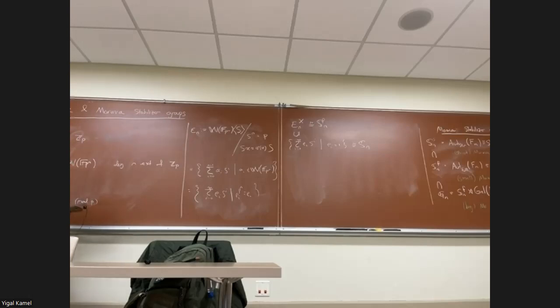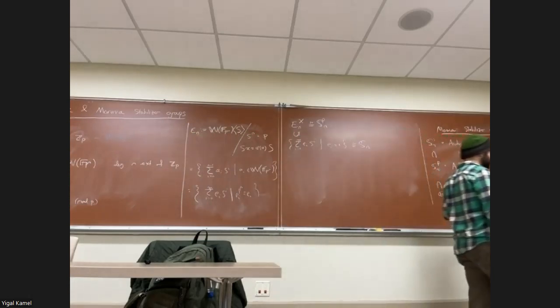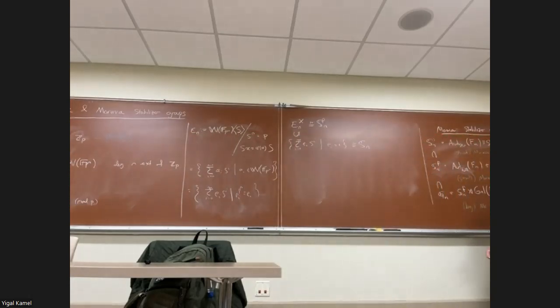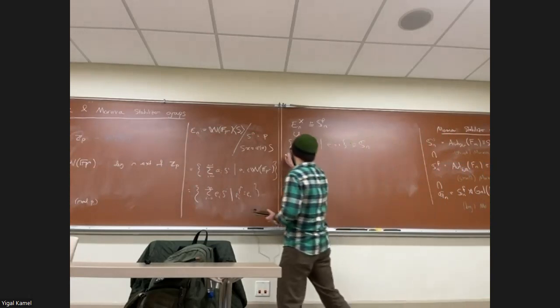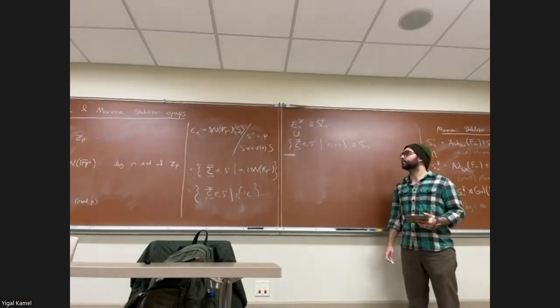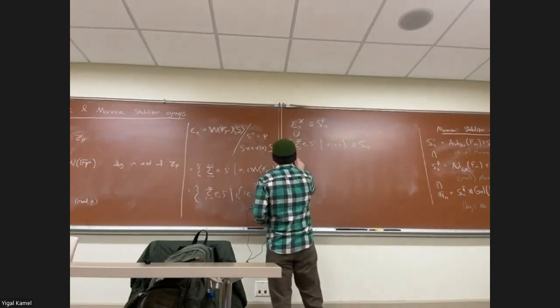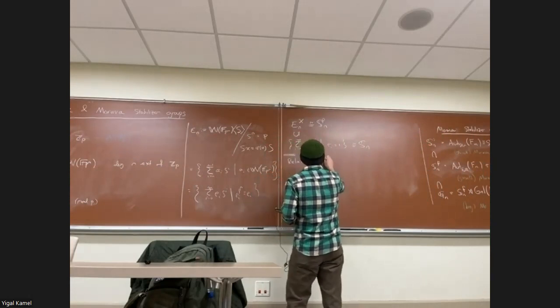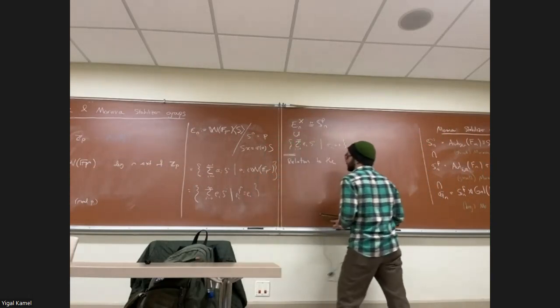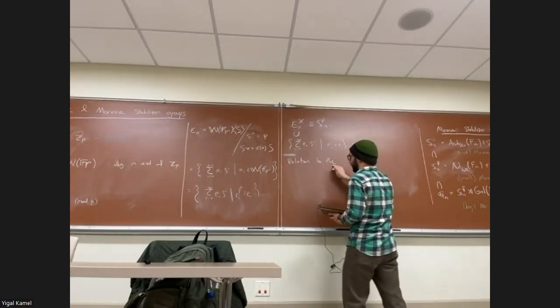Now we talked a lot about these Morava stabilizer groups and the orbit picture and how they help classify formal group laws. Let's go back to talking about these cohomology theories and how this stuff relates to that. The Morava stabilizer group has one relationship to the Hopf algebra of K_n.